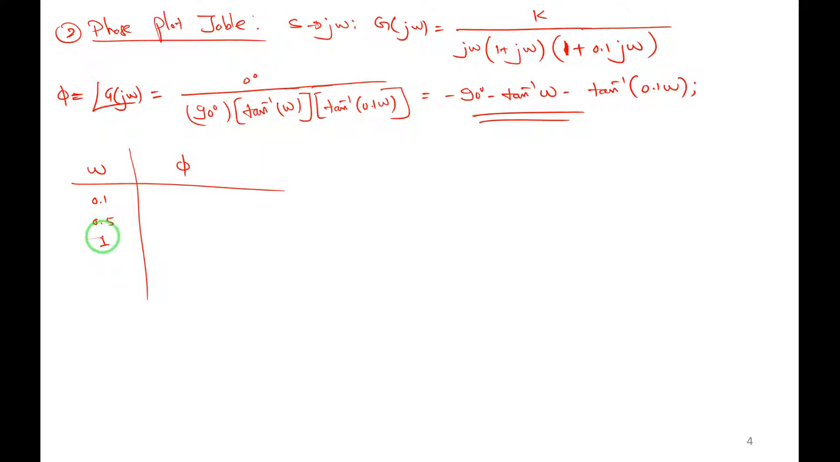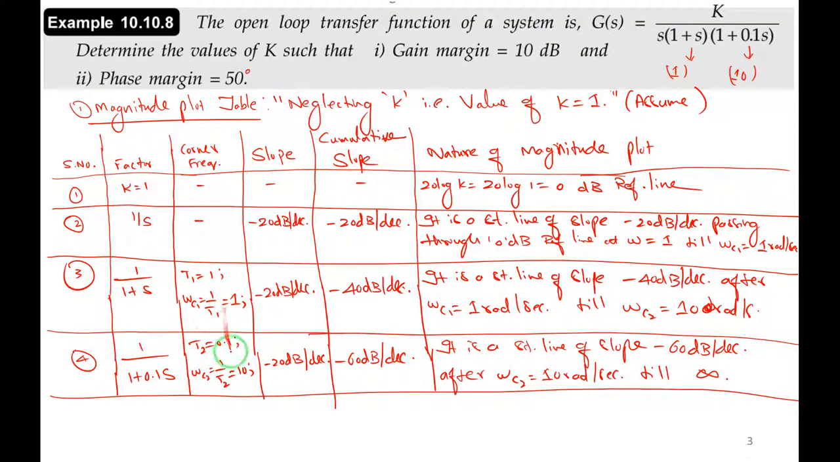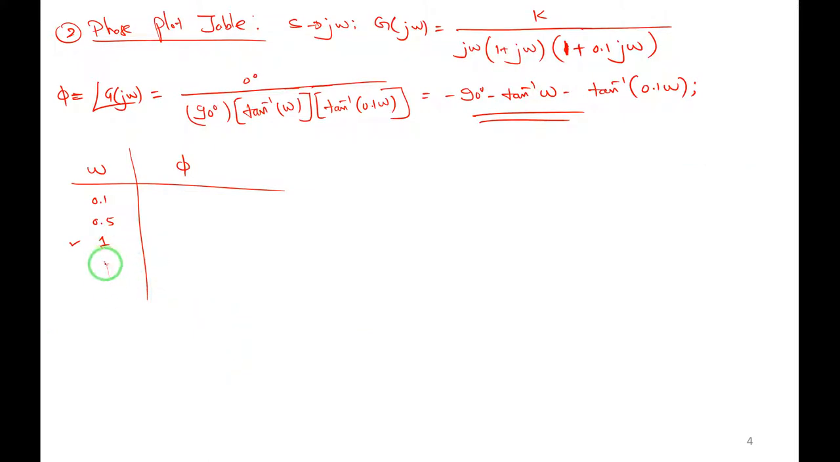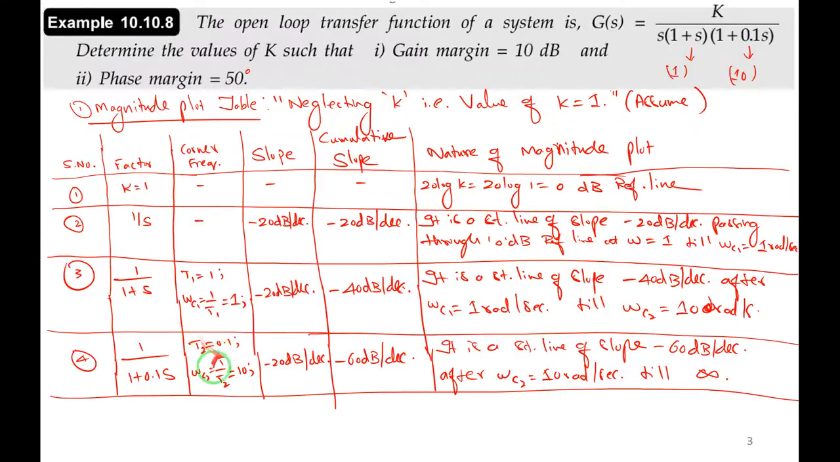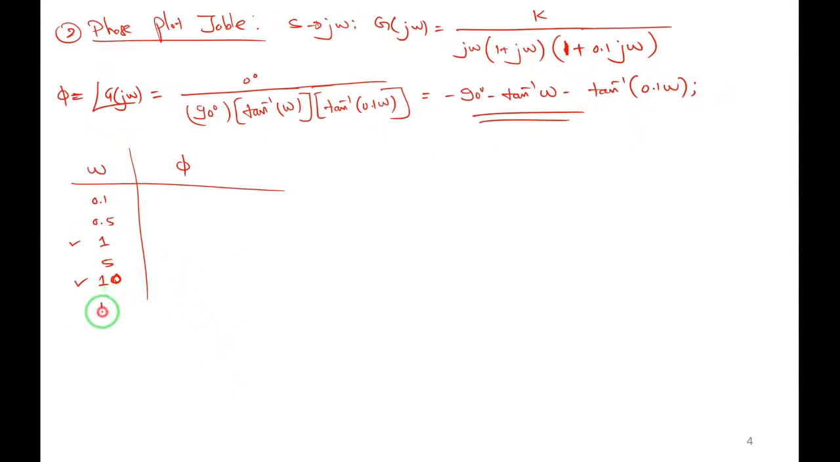This is one corner frequency. Let me mark it here. The next corner frequency is 10. Between 1 and 10, let me take 5. Right? Then 10, this is a corner frequency. We have included all the corner frequencies. Then after 10, we will directly go to 100, then to infinity. You can skip this 100, no problem. 10, then to infinity.